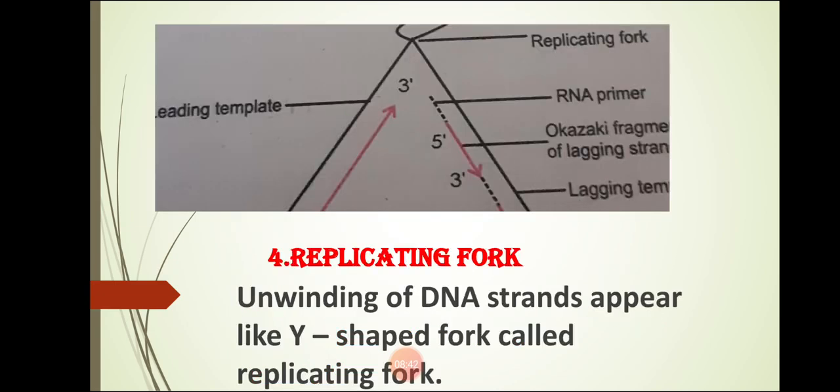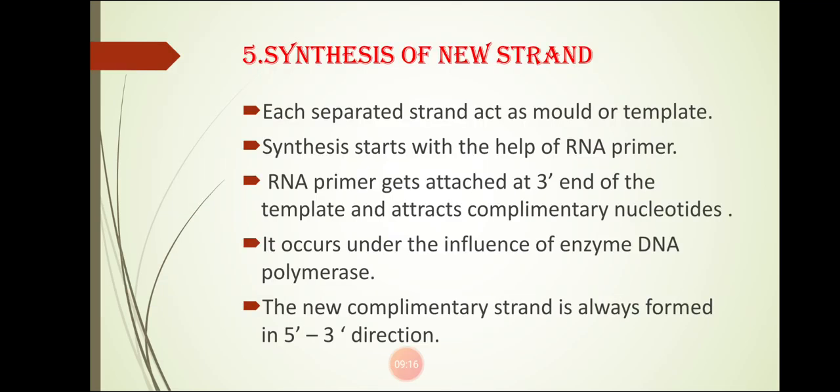Okay, then moving on to the fourth point, that is replicating fork. Now see here in this diagram, this is labeled as replicating fork. Okay, this is the origin point from where the replication process has started. So unwinding of DNA strands appears like a Y-shaped structure. You can see here it is an inverted Y-shaped structure, and this is called the replicating fork. Okay, next point, synthesis of new strand.